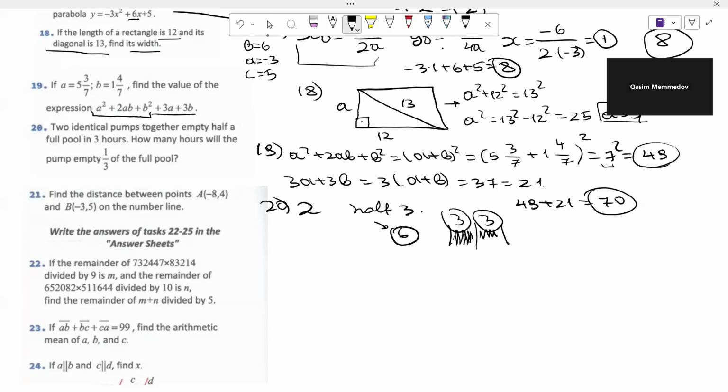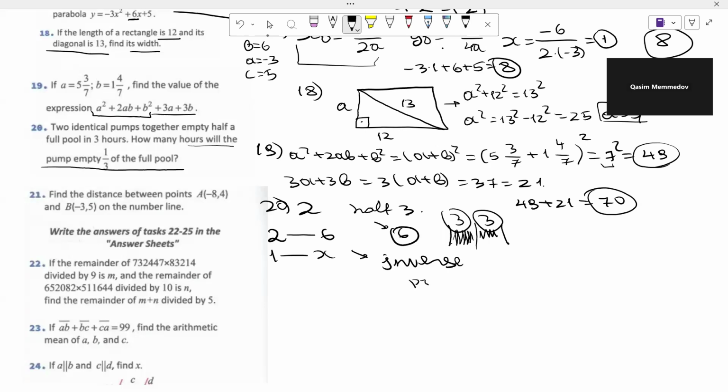And it asks how many hours will the pump empty 1/3 of the full pool? Okay, if two identical pumps empty it in 6 hours, one of them takes X. Look here very attentively, it's an inverse proportion.